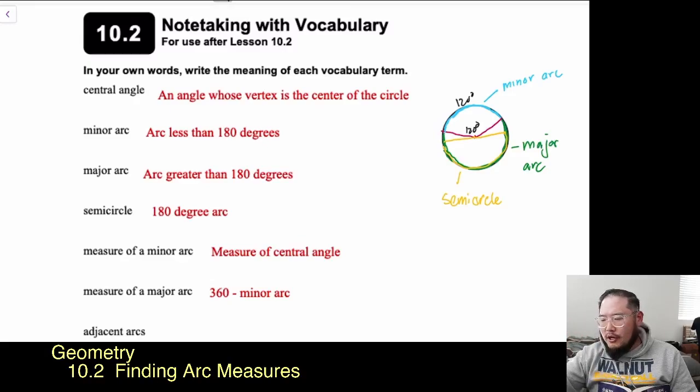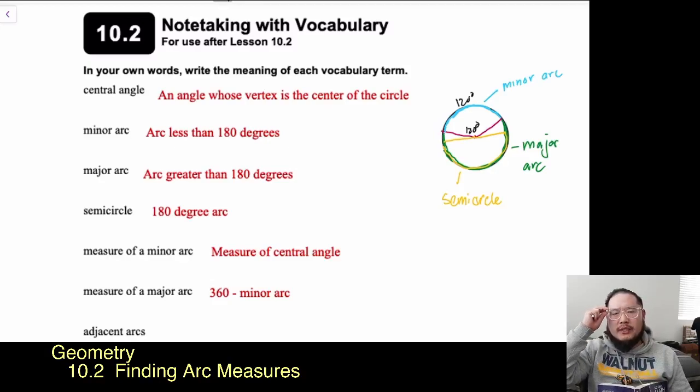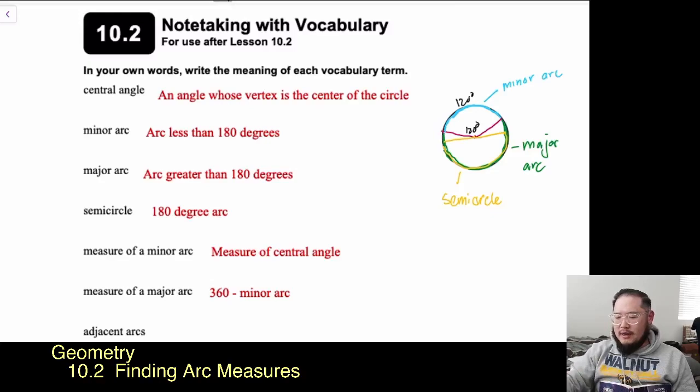So the measure of the major arc in this instance would be 360 minus 120. And then that would end up being 240, and that's the measure of the major arc, what happens to be in green. Remember, all together we're dealing with a circle, and a circle equals 360 degrees. So that's why you take 360 minus the minor arc. That is the measure of the major arc. Adjacent arcs, hopefully we realize when we talk about adjacent, they are right next to each other. Two arcs that are side by side.